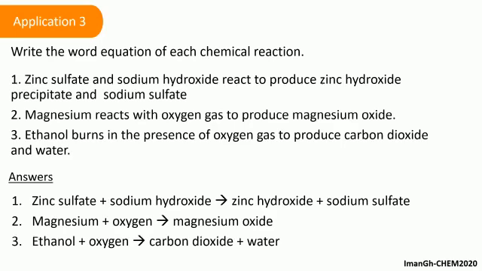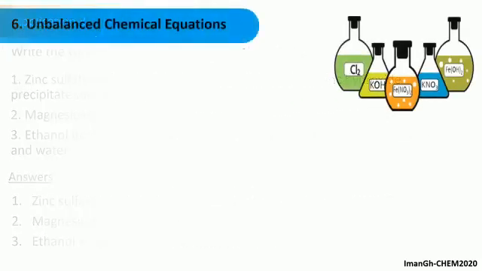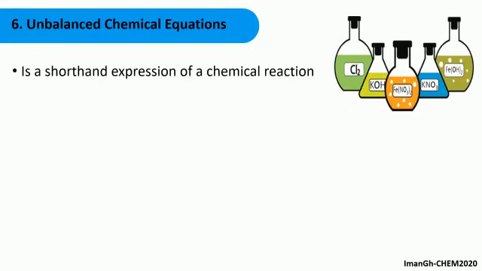Don't forget, plus means and, while the arrow means produces. Reactants are always placed before the arrow, and the products are placed after the arrow. To express chemical reactions more easily, scientists use chemical equations. In a chemical equation, we use symbols and formulas.